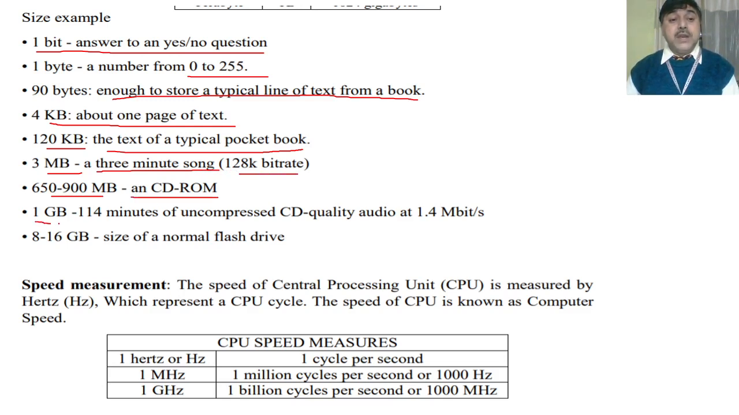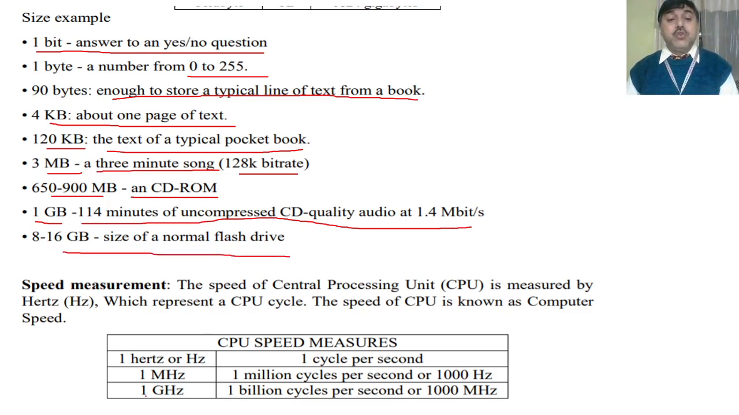1 gigabyte is what? 114 minutes of uncompressed CD quality of 1.4 Mbits. 8 to 16 gigabyte means the size of a normal flash drive. So when we are talking of a gigabyte, now we are talking of the different types of terabyte and all. Those are the things we find.